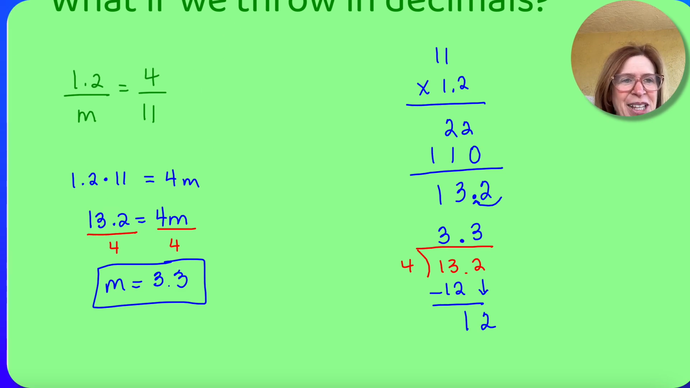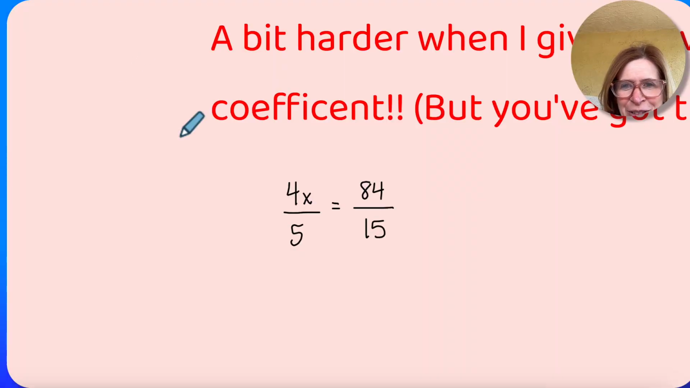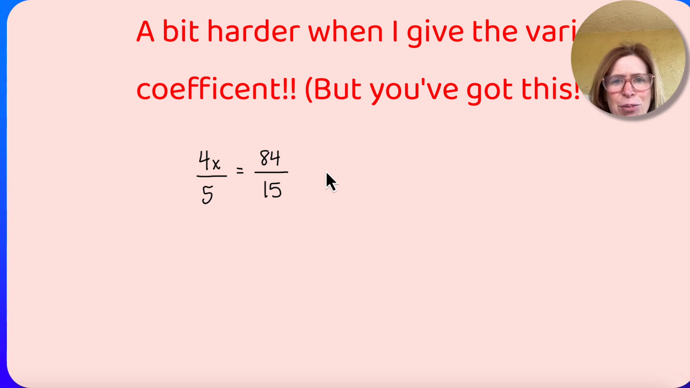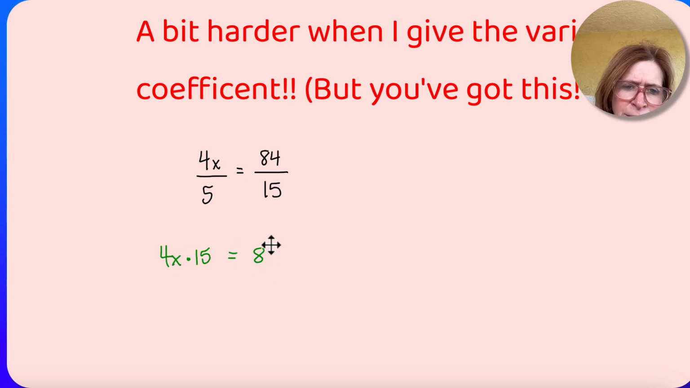All right. What about if I make it a little harder? If I throw in a variable to my proportion that has a coefficient. So a coefficient's just a number in front of a variable. And you can see it here. The coefficient 4 is in front of x. So I still do the cross products. I'm going to do 4x times 15 and then 84 times 5. Okay? Now, I didn't actually check to see if I could simplify 84 times 5, or 84 over 15. So actually, I am going to go back and do that.